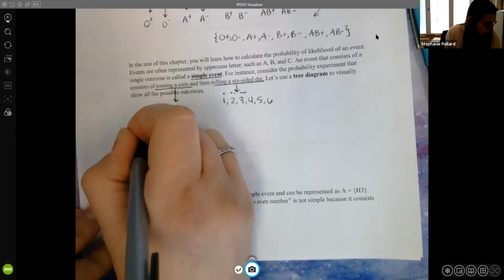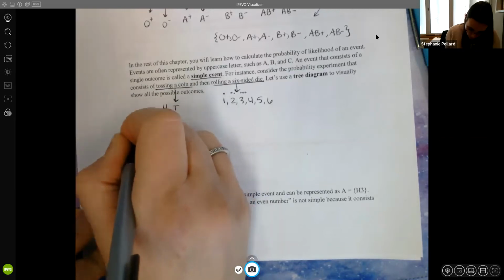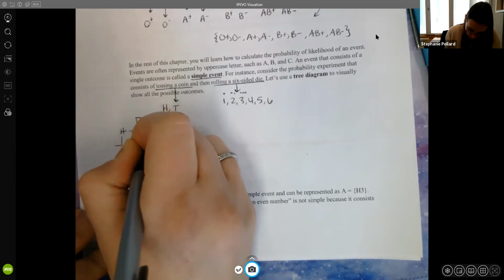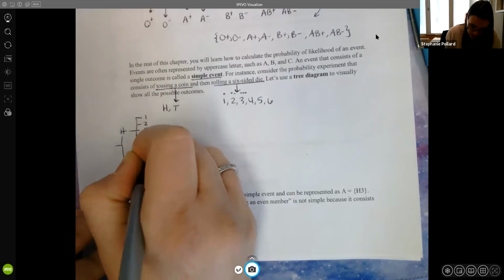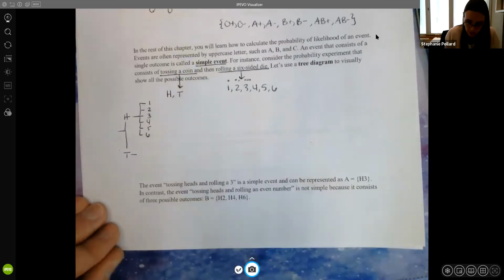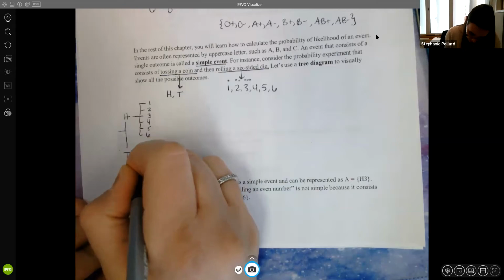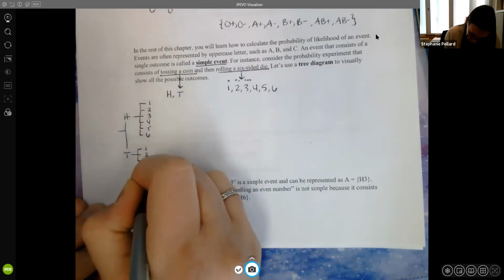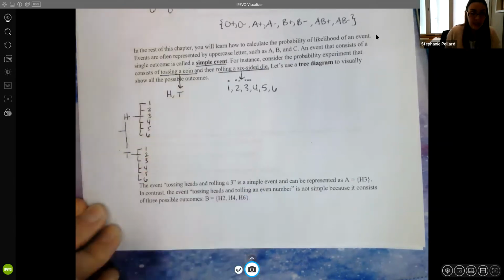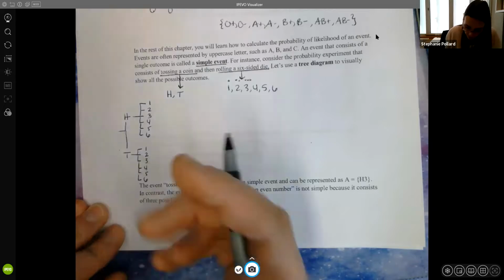And then if you have heads, you could get the number 1, 2, 3, 4, 5, or 6. I'm just kind of doing a little mini tree diagram here. Or for tails, you could also get the number 1, 2, 3, 4, 5, and 6. So what are the options that you could get?